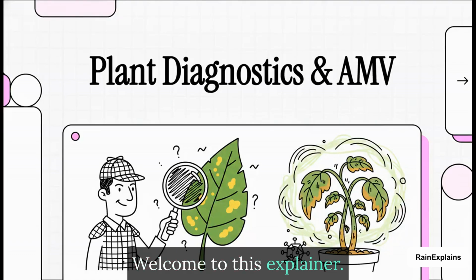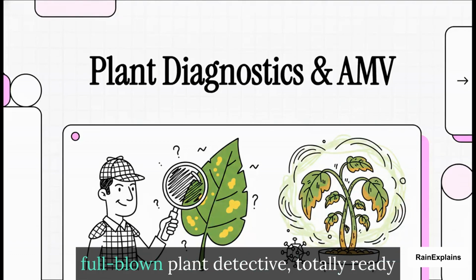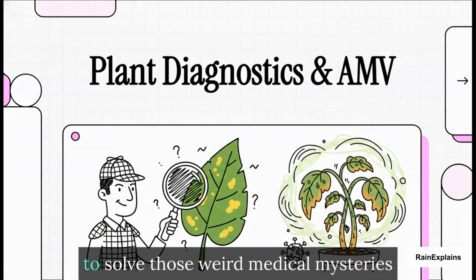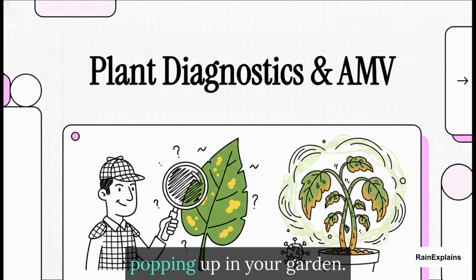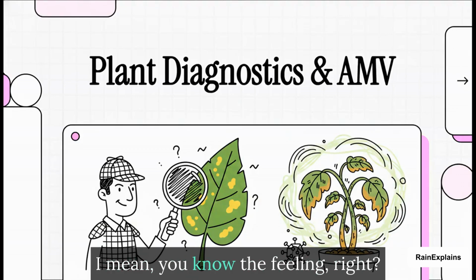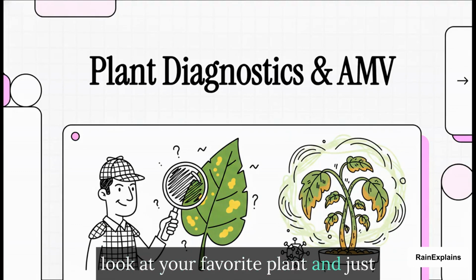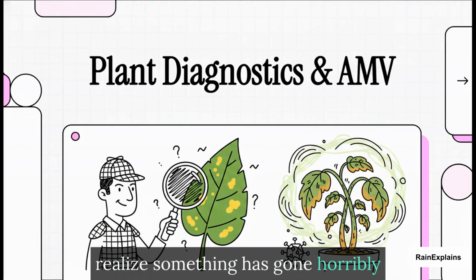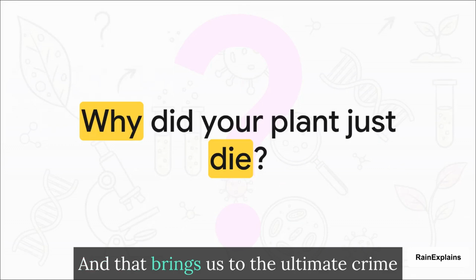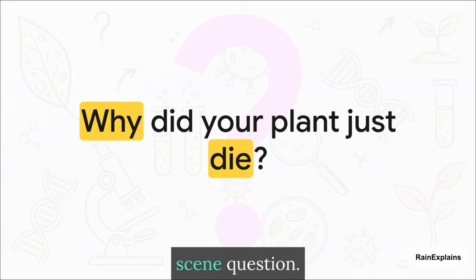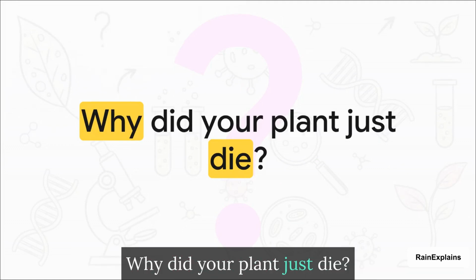Welcome to this explainer, where we're going to turn you into a full-blown plant detective, totally ready to solve those weird medical mysteries popping up in your garden. I mean, you know the feeling, right? You walk out to the backyard, take one look at your favorite plant, and just realize something has gone horribly wrong. And that brings us to the ultimate crime scene question. Why did your plant just die?